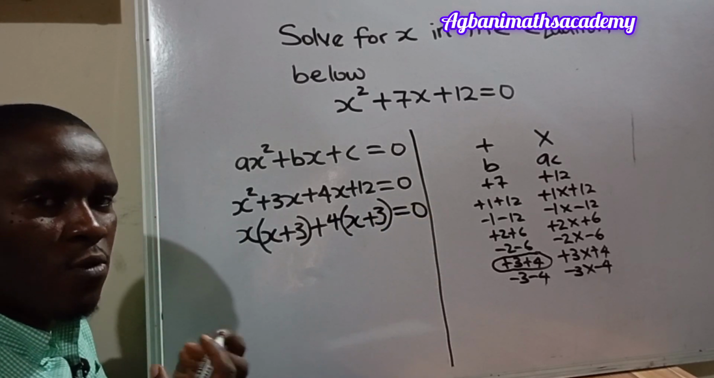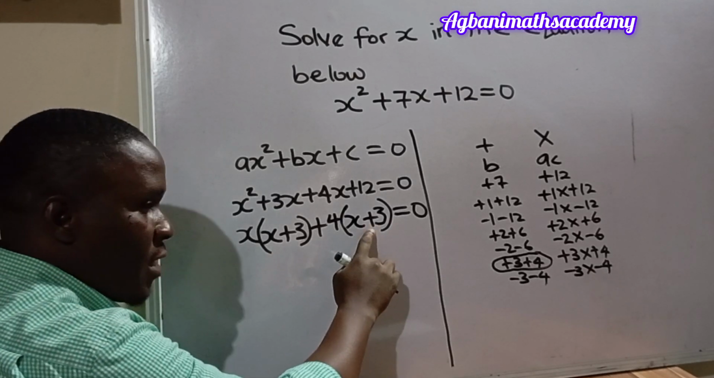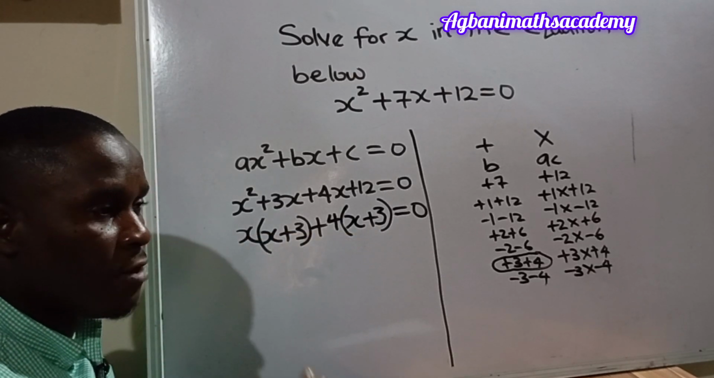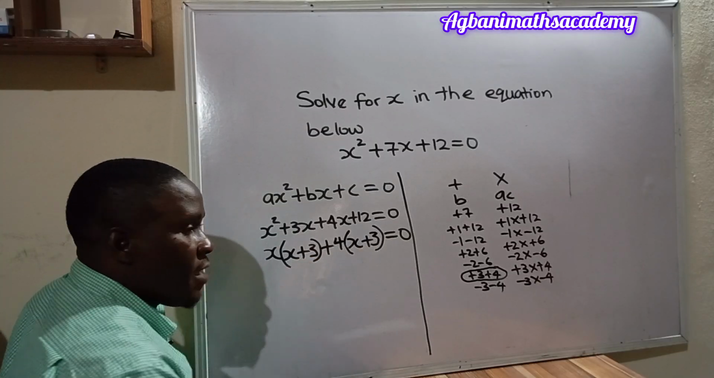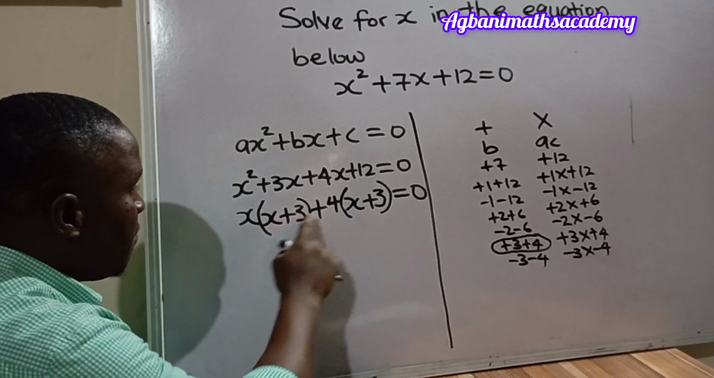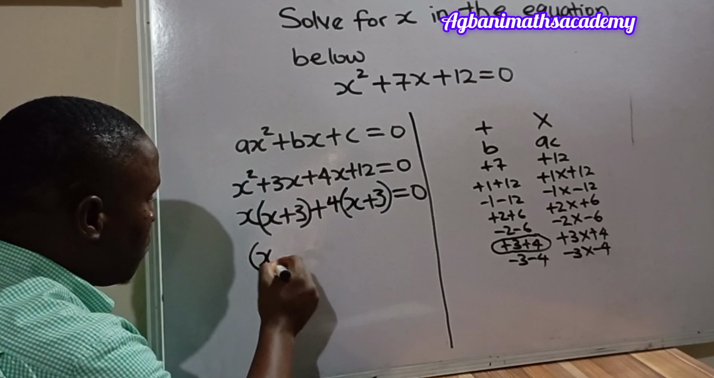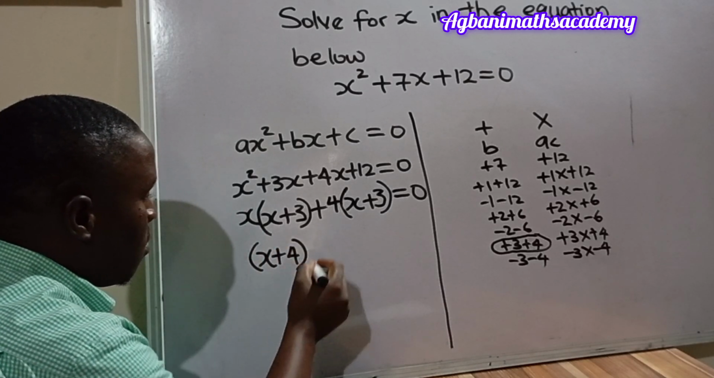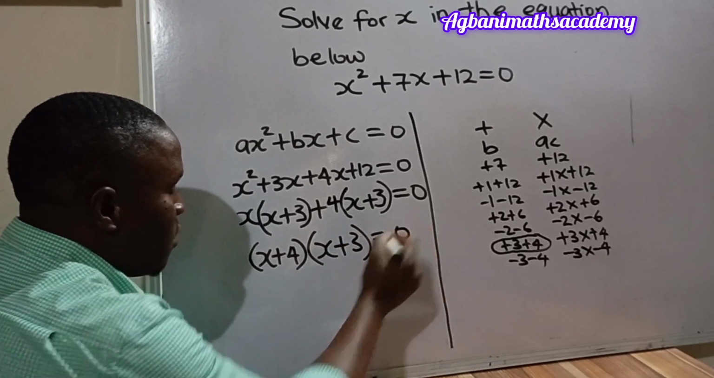How do we confirm that we are on the right track? If you look at the bracket here and you look at the bracket here, if they have the same values, that means you're correct. Here you have x plus 3, here we have x plus 3. That means we're on the right track. The next step, we bring the values outside the bracket to create a new bracket. So this will be the bracket x plus 4, bracket x plus 3 is equal to 0.